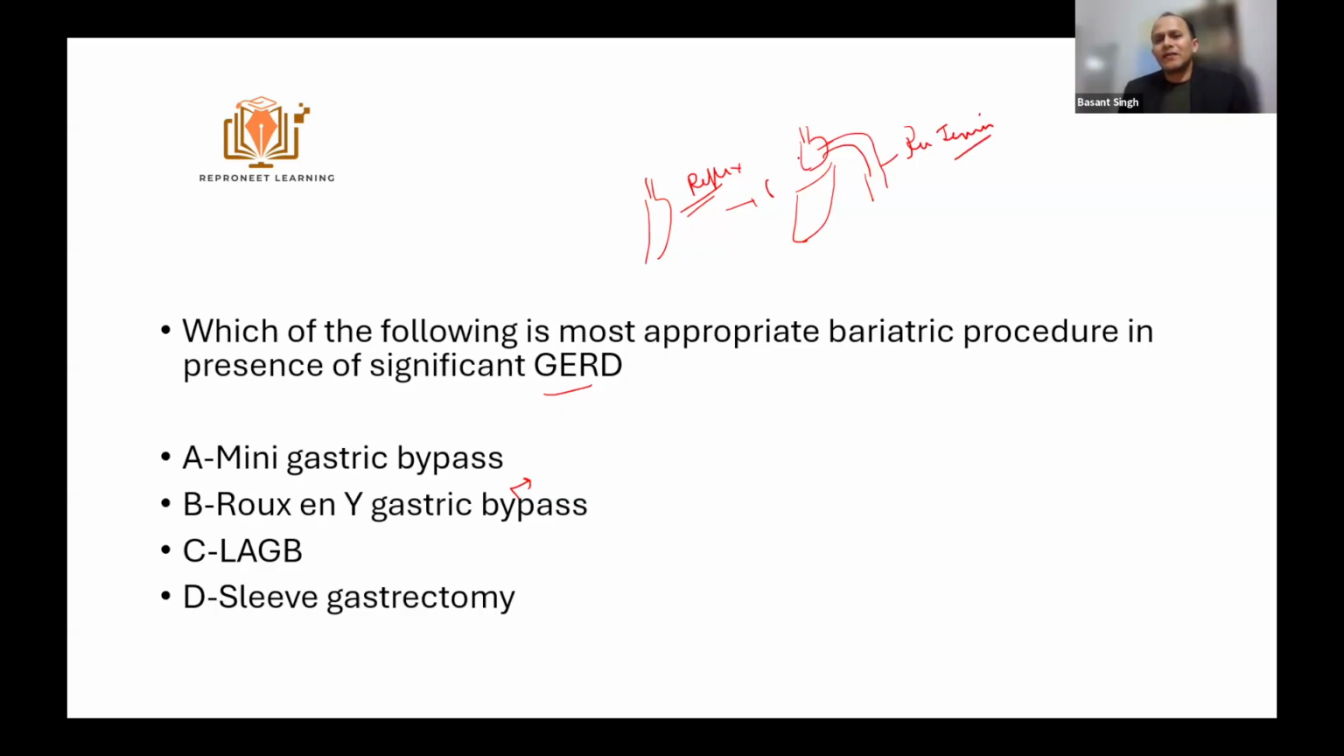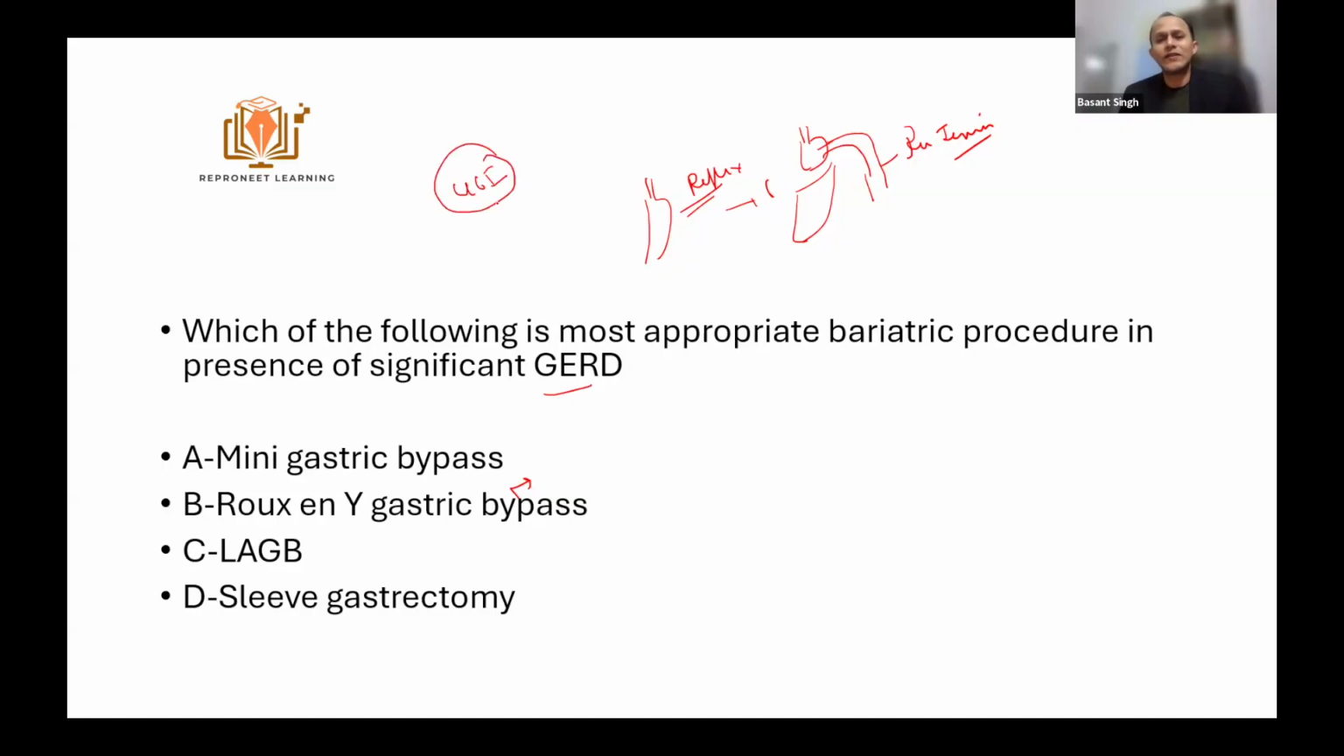Okay, so that is why this is the most definitive procedure for GERD in patients who are morbidly obese. So how do you screen for that? All patients are obese, so they will have some amount of reflux. So it does not mean that all patients should undergo a Roux-en-Y gastric bypass. That is why we do an upper GI endoscopy in all the patients before surgery.